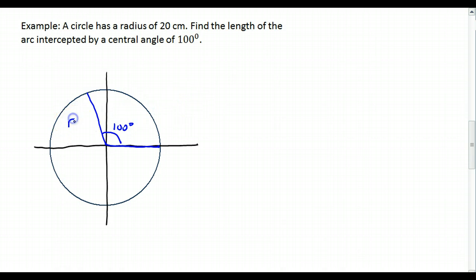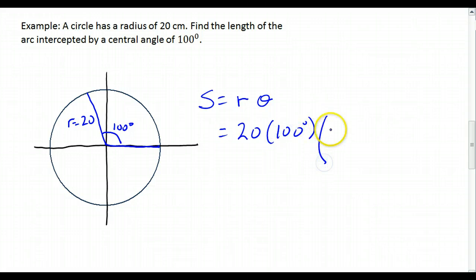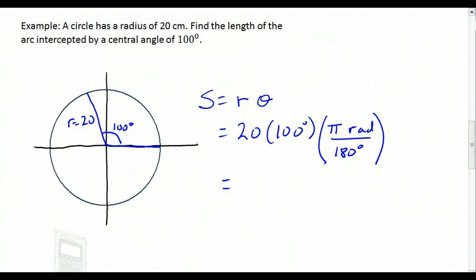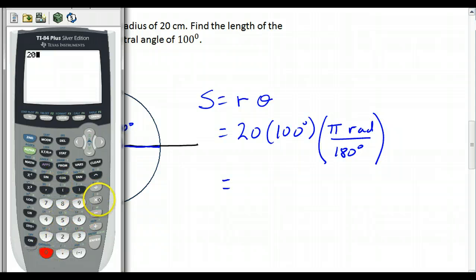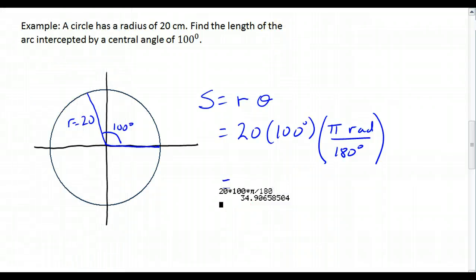So our radius is 20. So s is equal to r times theta, which is 20 times 100 degrees. And we're going to convert that degrees to radians by multiplying by pi over 180, because pi radians equals 180 degrees. And let's get our calculator up, and we just work it out. 20 times 100 times pi divided by 180. And it's about 35 centimeters.